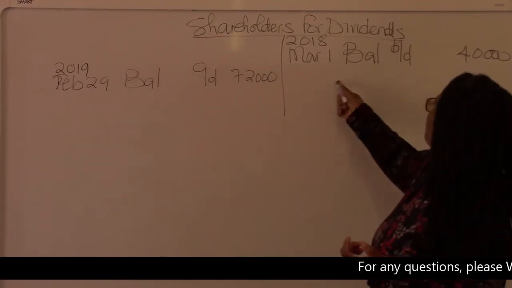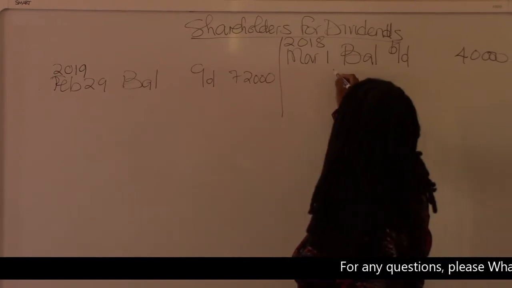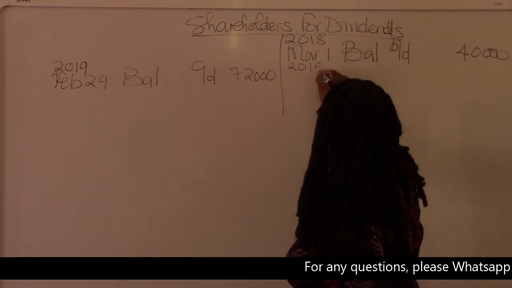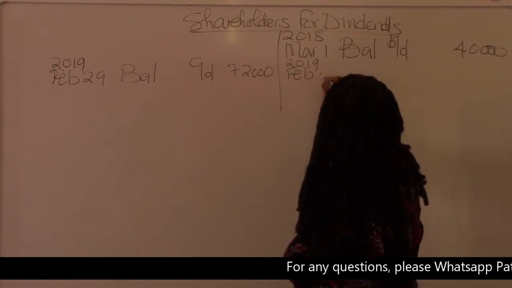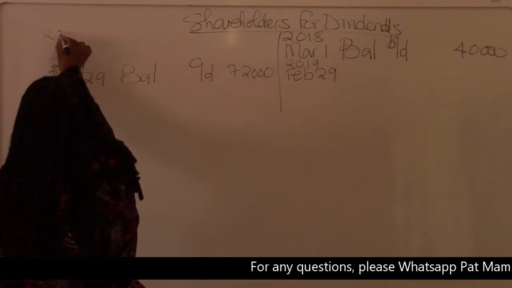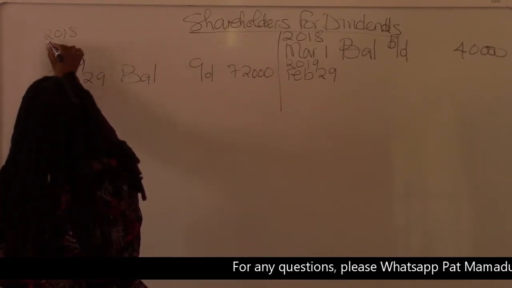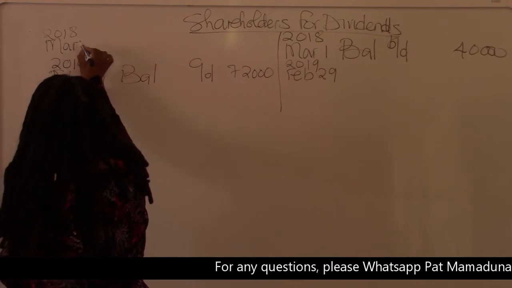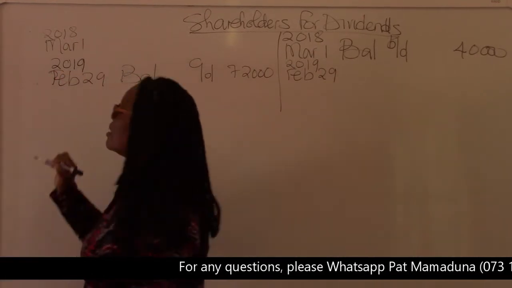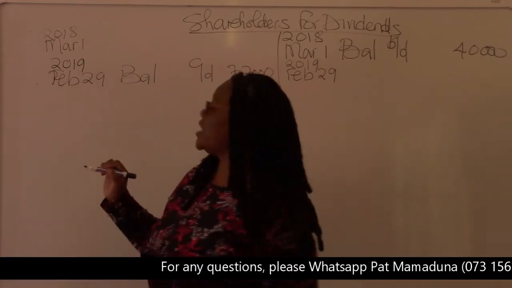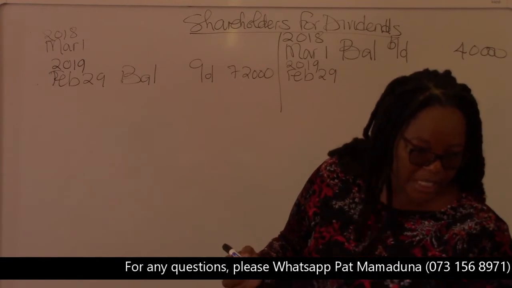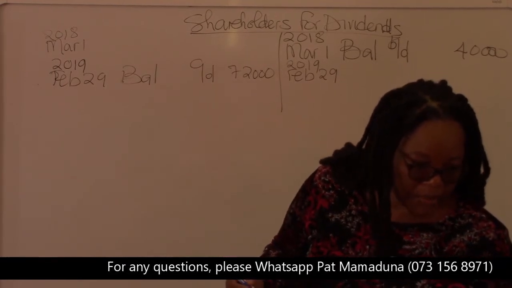And then there's something missing here on the 2019 February 29, and then here 2018 March. We are going to assume that maybe they were paid right at the beginning of the accounting period. 2018 March 1, it was paid right at the beginning of the accounting period.